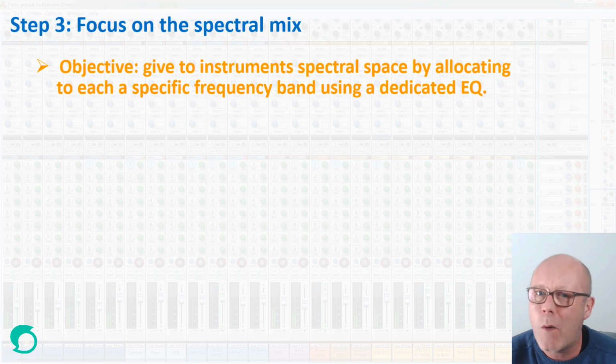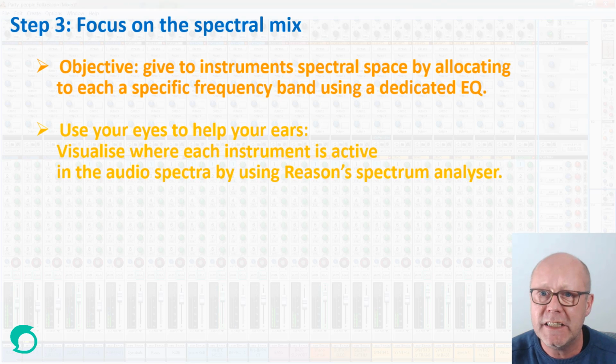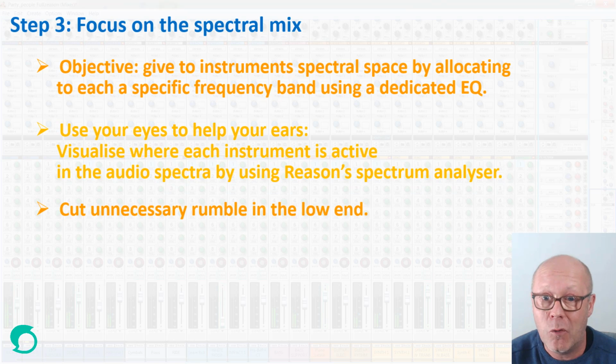The best way to do this is to visualize each track with a spectrum analyzer, so you have a good idea where it is located in the audio spectrum, and also where you can cut unnecessary rumble or noise that you do not need for your music. Use your eyes to help your ears. Sometimes it can be quite difficult to do that.